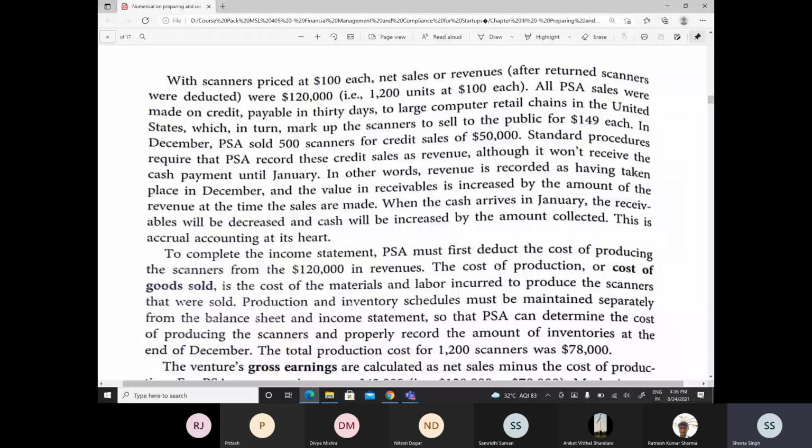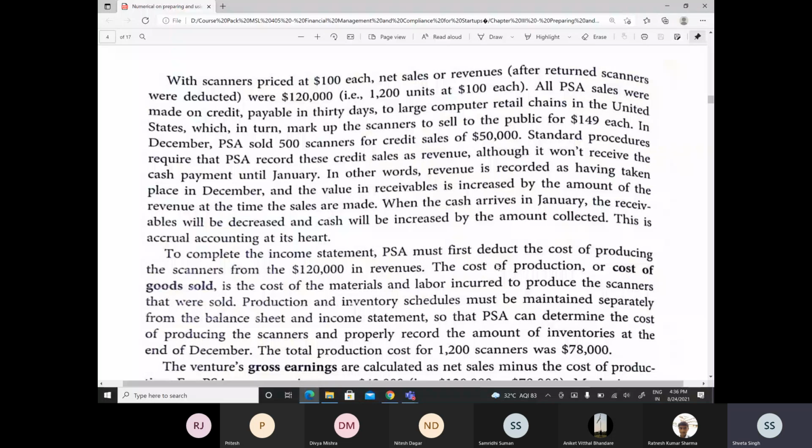Now you know for a startup, not many people will give them cash. Okay. So what they have done is they have sold it on credit. They have said, please take our scanners, please pay us after 1 month. And what these large chains have done is they have upped the price of 100. They had bought at 100 and they're selling at 149.